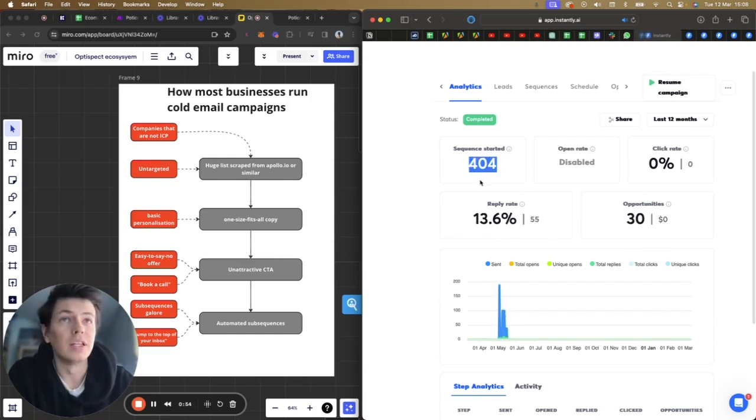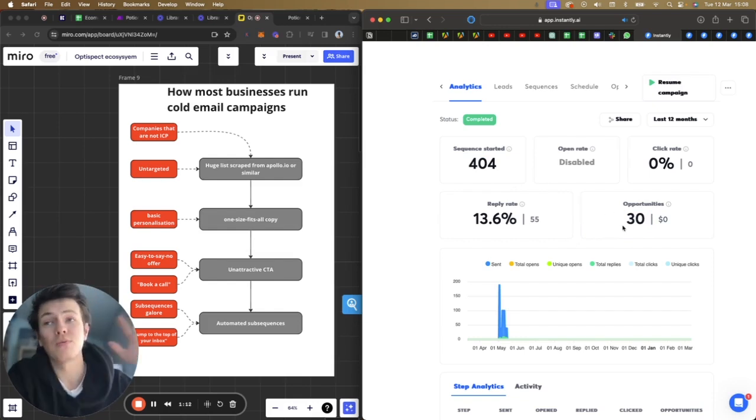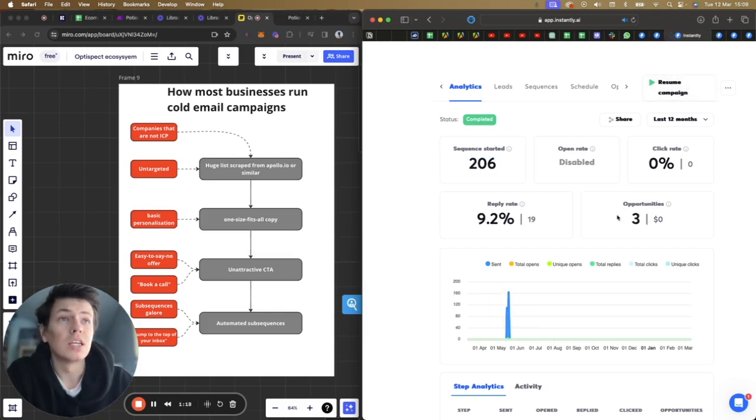to your offer. Then here, 404 emails sent or leads contacted, 13% reply rate, 30 opportunities. So imagine sending cold email to 400 leads and getting 30 interested responses. 30 people raising their hand, hey, I'm interested in what you have to say. Pretty decent. Then 206, 3 opportunities.